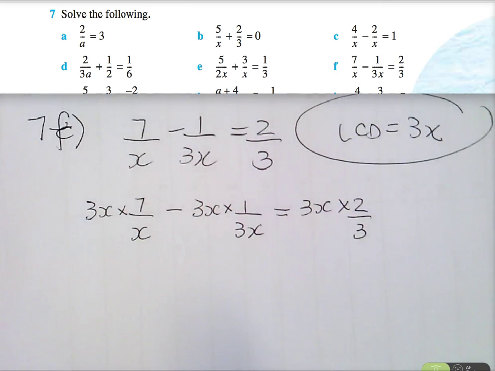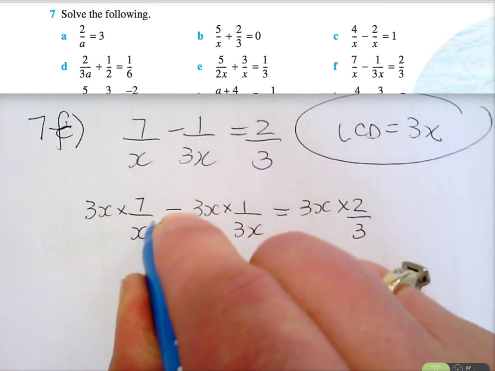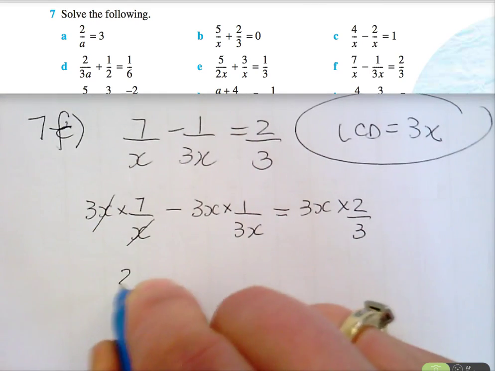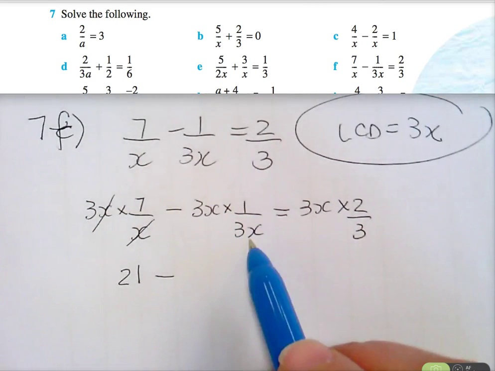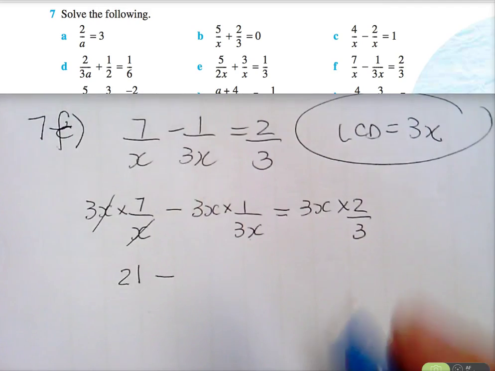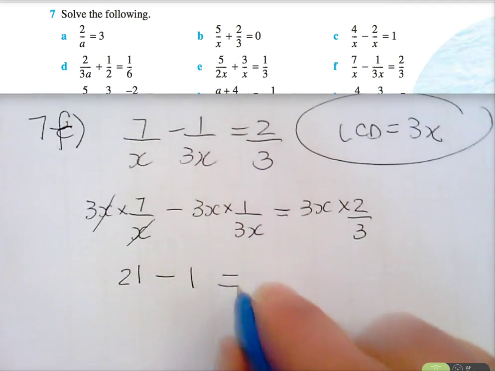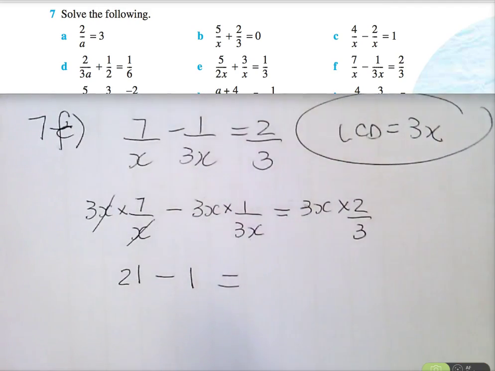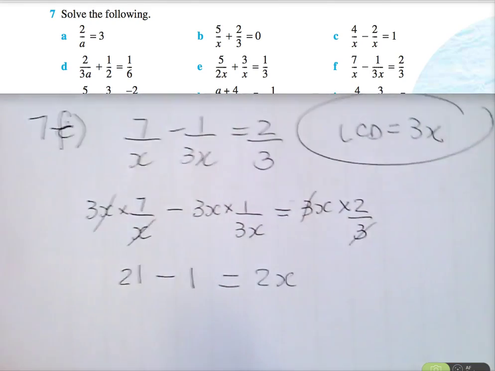Now you do your cancelling. So this is what we're going to do. We're going to multiply, multiply, multiply. We're going to cancel. Make sure all the denominators are 1, and then we're going to be happy. Miss, can we cancel the x? Yes. Okay, so it's 3 times 7 is 21. Beautiful. The x's cancel. What cancels here? 1, so minus 1. How easy is this? And what cancels here? The 3. And you get 2x.